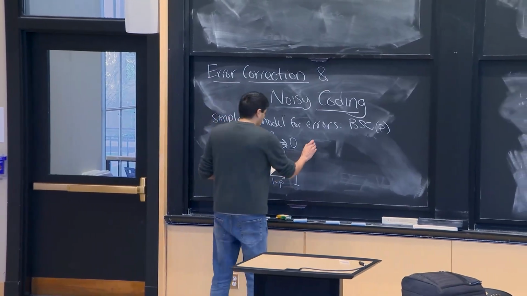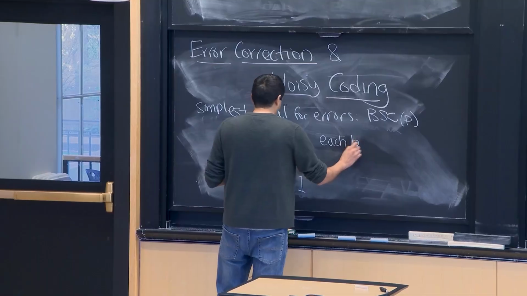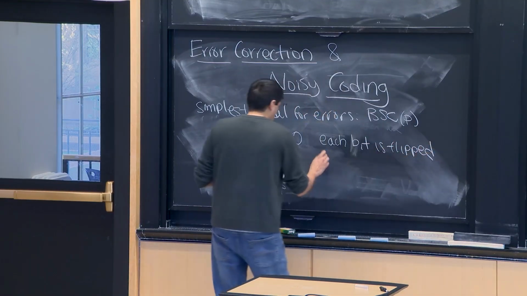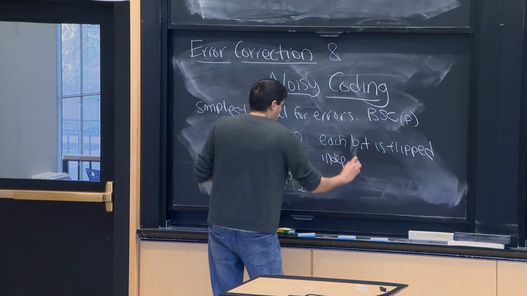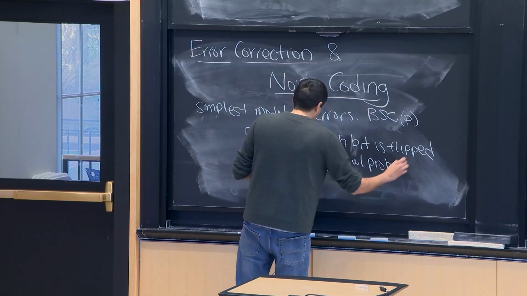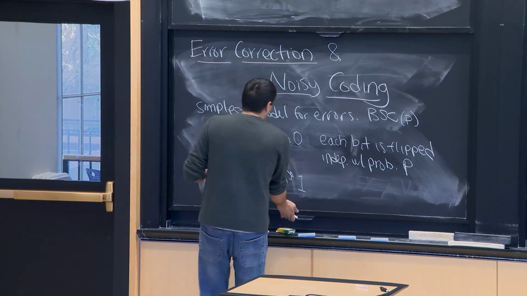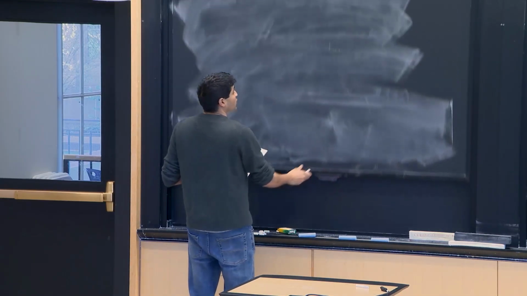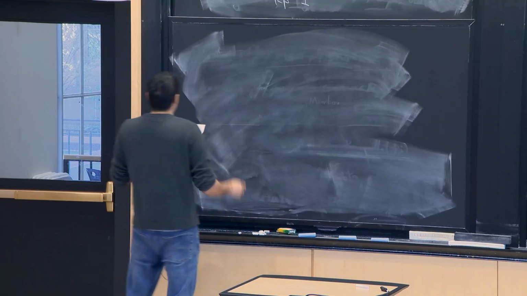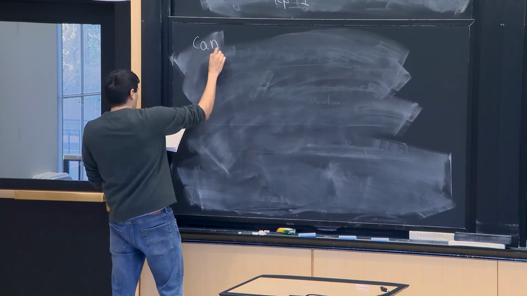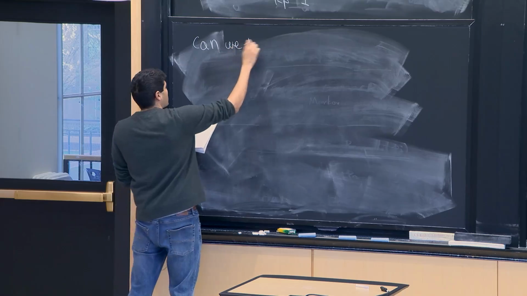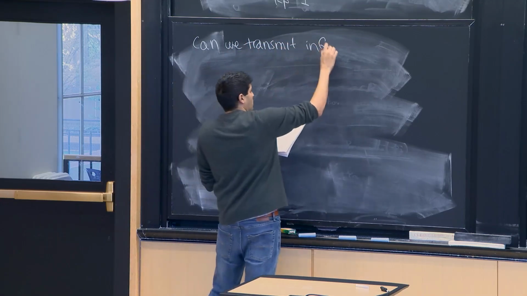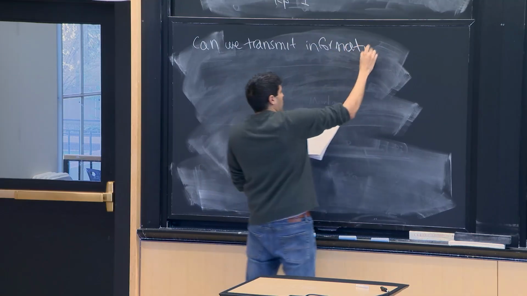So, just to be clear, we're talking about each bit being flipped independently with this probability p. And now we can ask all of the natural questions about communication in the presence of errors. So the main thing we care about, which will be what we'll address today, is: is it still possible to transmit information reliably?